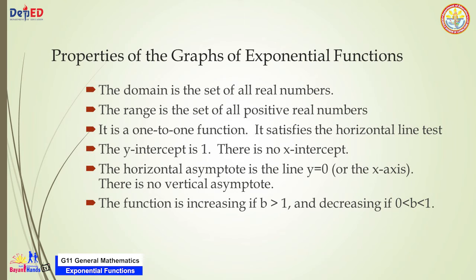Properties of the graph of exponential functions. The domain is the set of all real numbers. The range is the set of all positive real numbers. It is a one-to-one function. It satisfies the horizontal line test, and the y-intercept is 1. There is no x-intercept. The horizontal asymptote is the line y equals 0 or the x-axis. There is no vertical asymptote. The function is increasing if b is greater than 1 and decreasing if b is greater than 0 but less than 1.